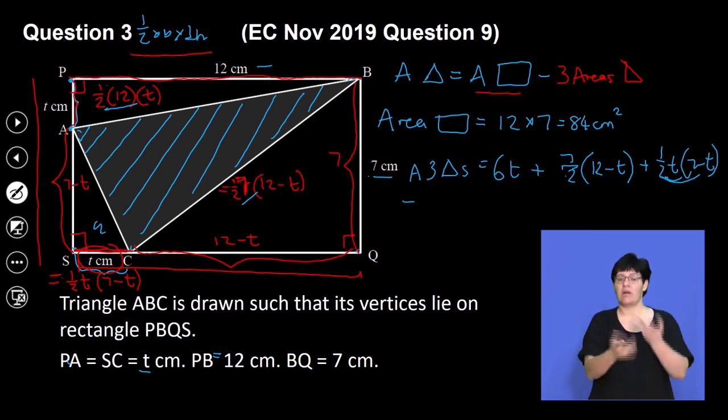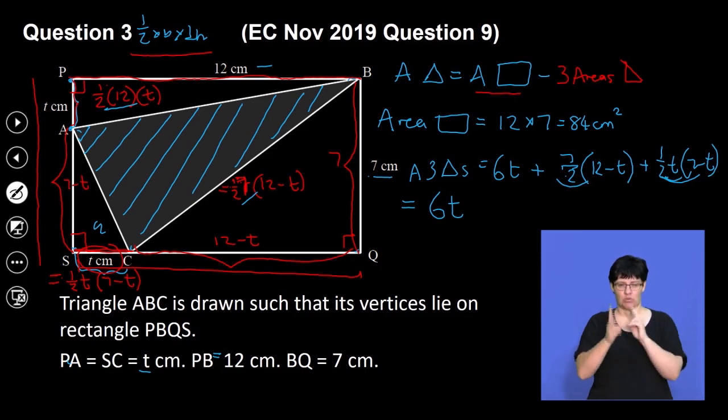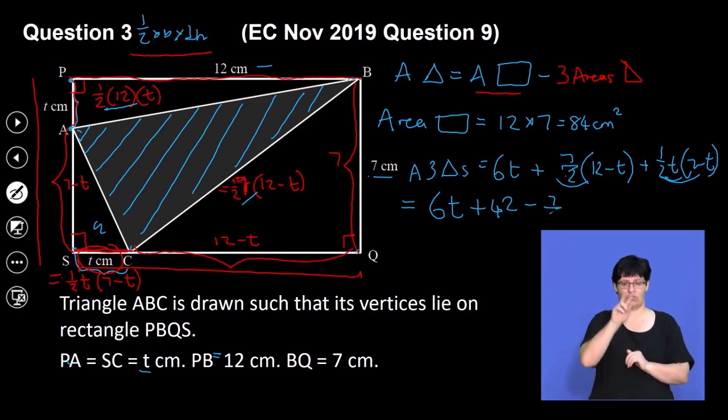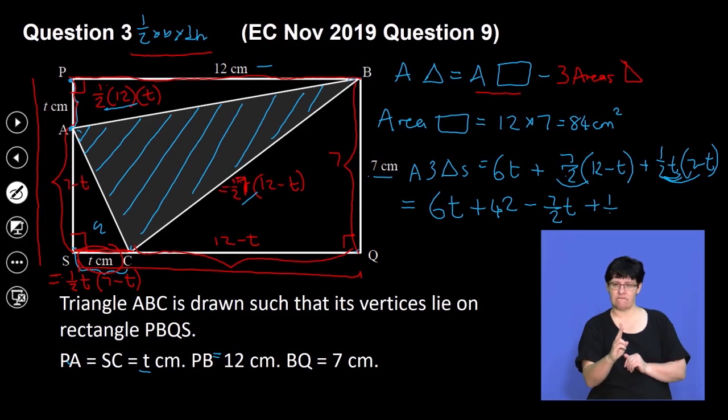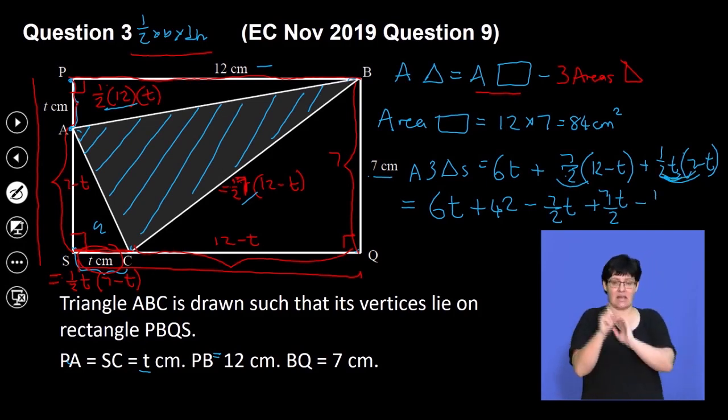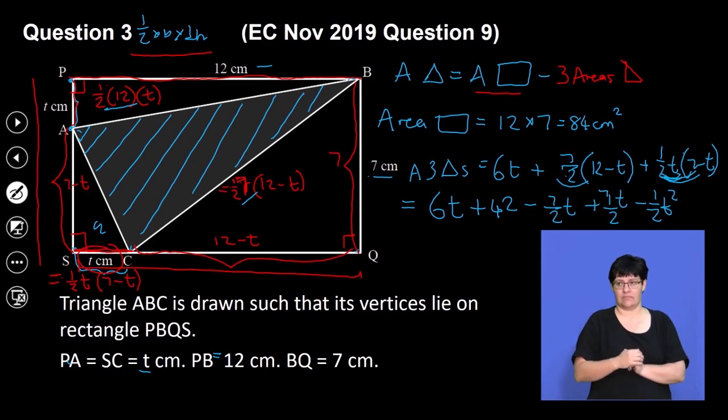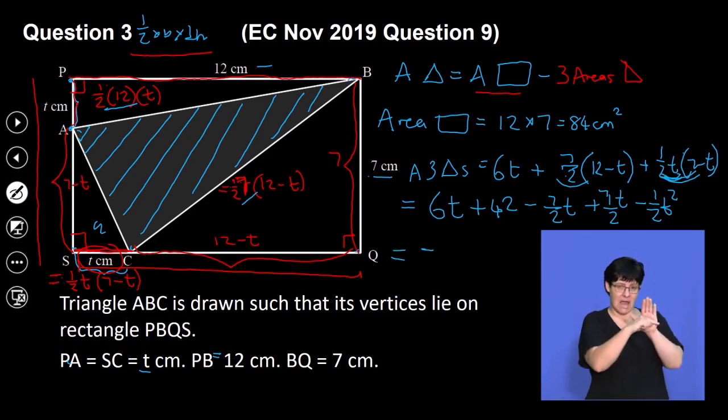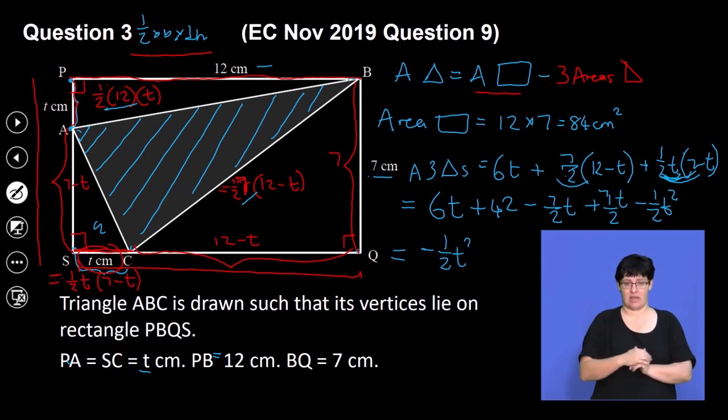Let's simplify that at this stage to make our working a little bit easier going forward. So this is now 6t. We have 7 over 2 times 12 gives us 42. And then we have minus 7 over 2 t. This over here becomes a half, this is a 7, so sorry, that's 7 over 2 t. And then this over here becomes minus a half t squared.